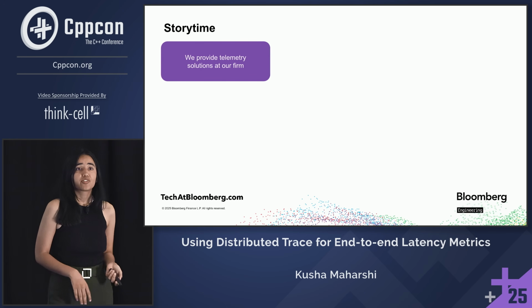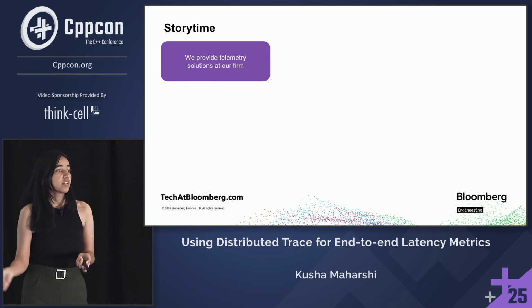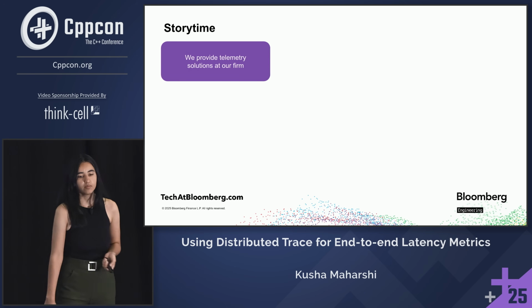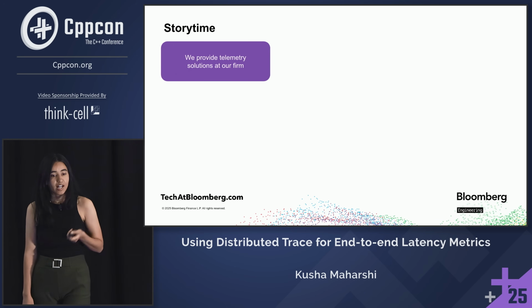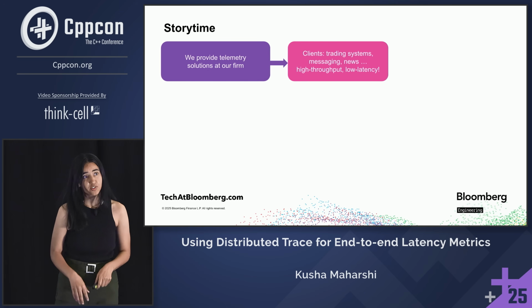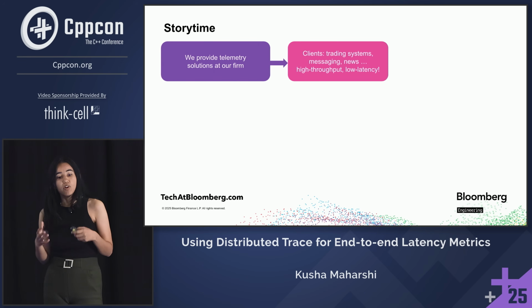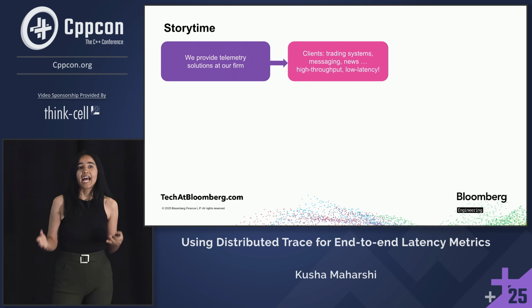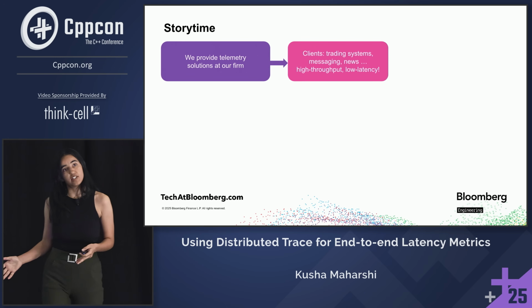Like, how fast is your service running? How many requests failed? How many cache hits did you have? All of that good stuff. Now, our clients are essentially other engineering teams at the firm, right? So these clients build systems and products like trading systems, messaging systems, news platforms, and all of these different products have to be high throughput, low latency.